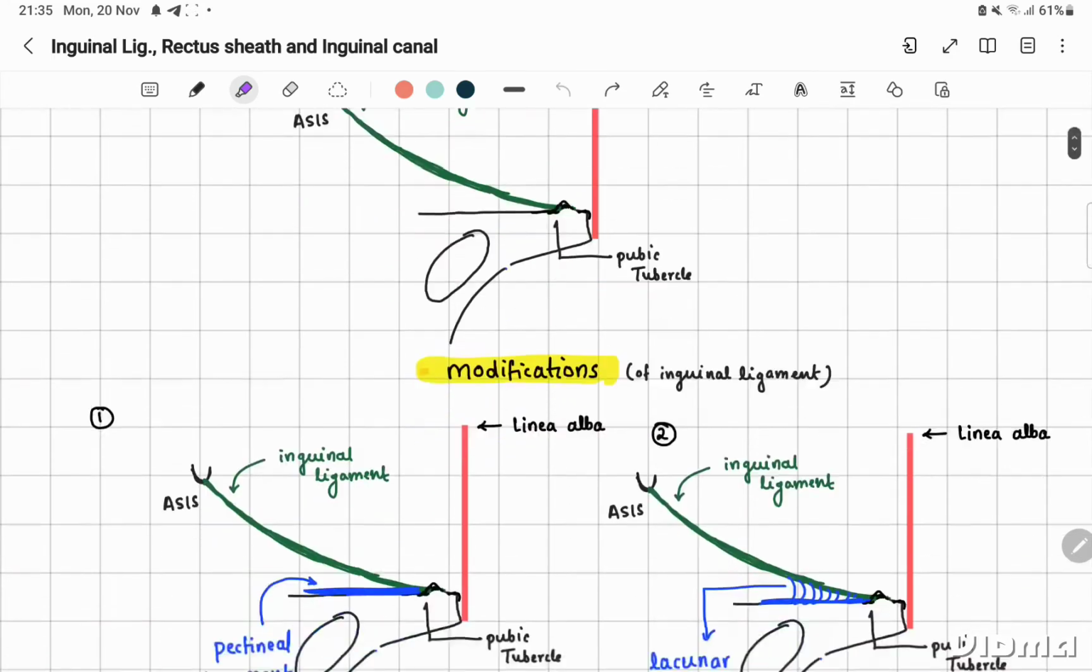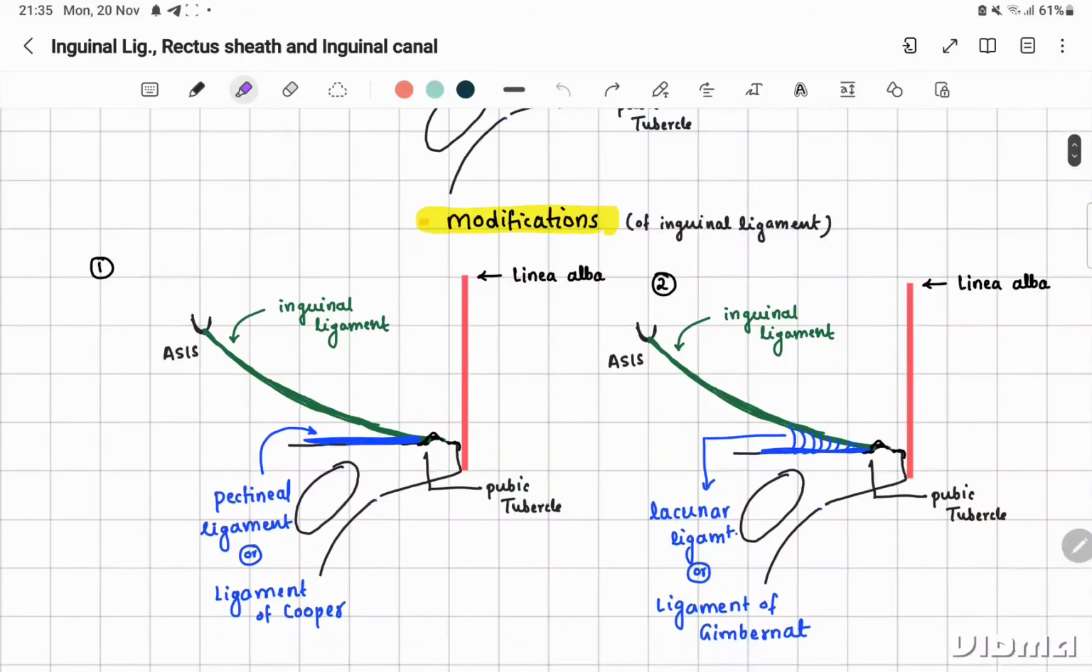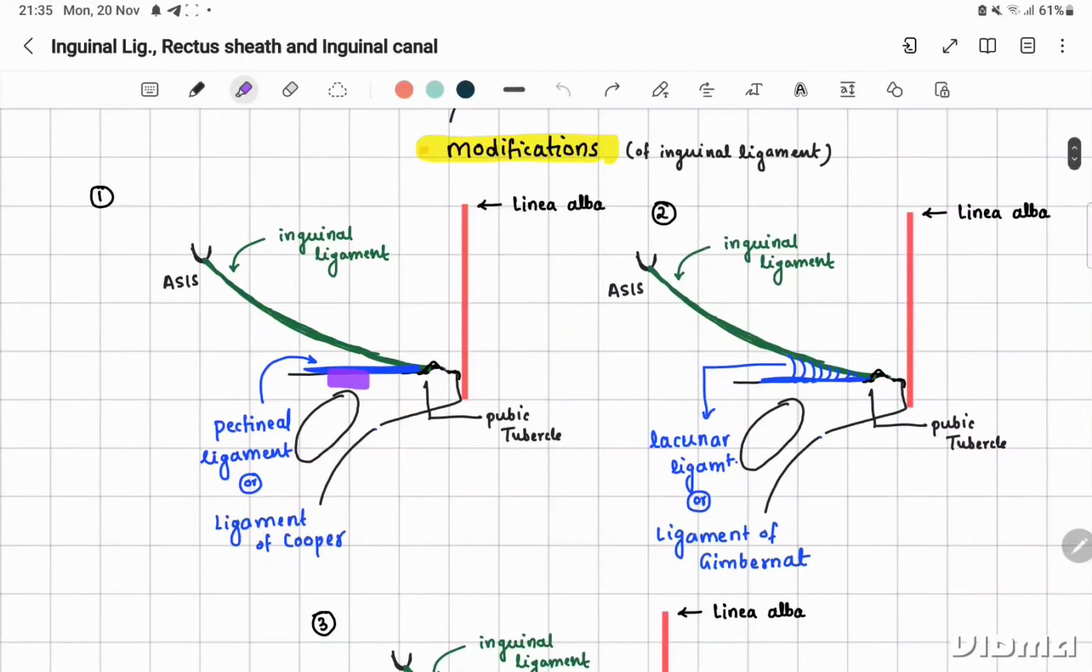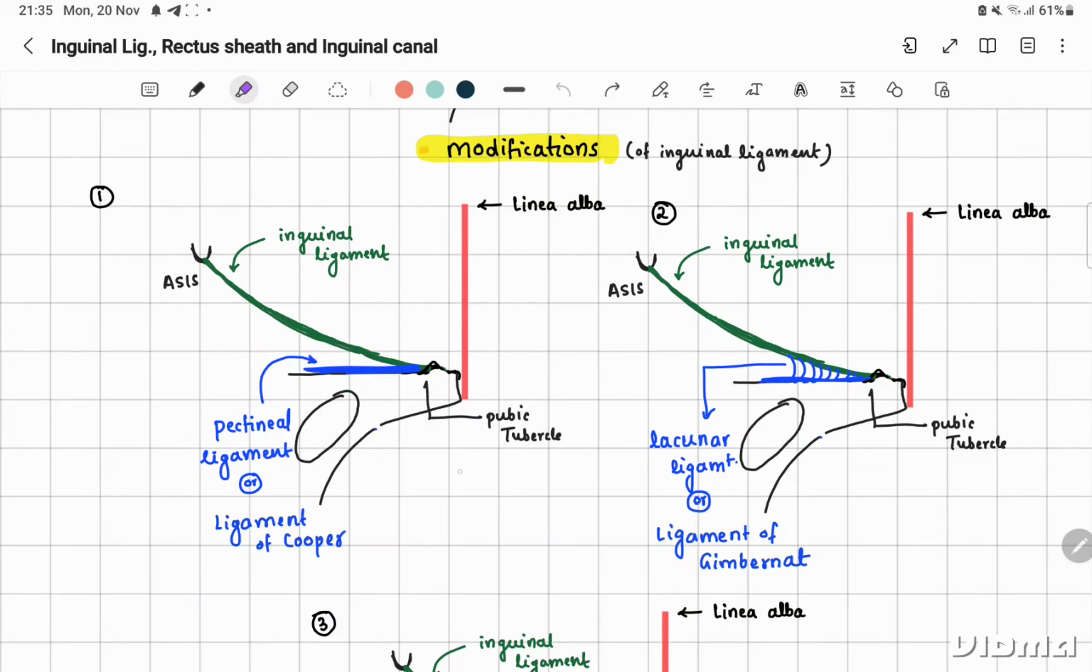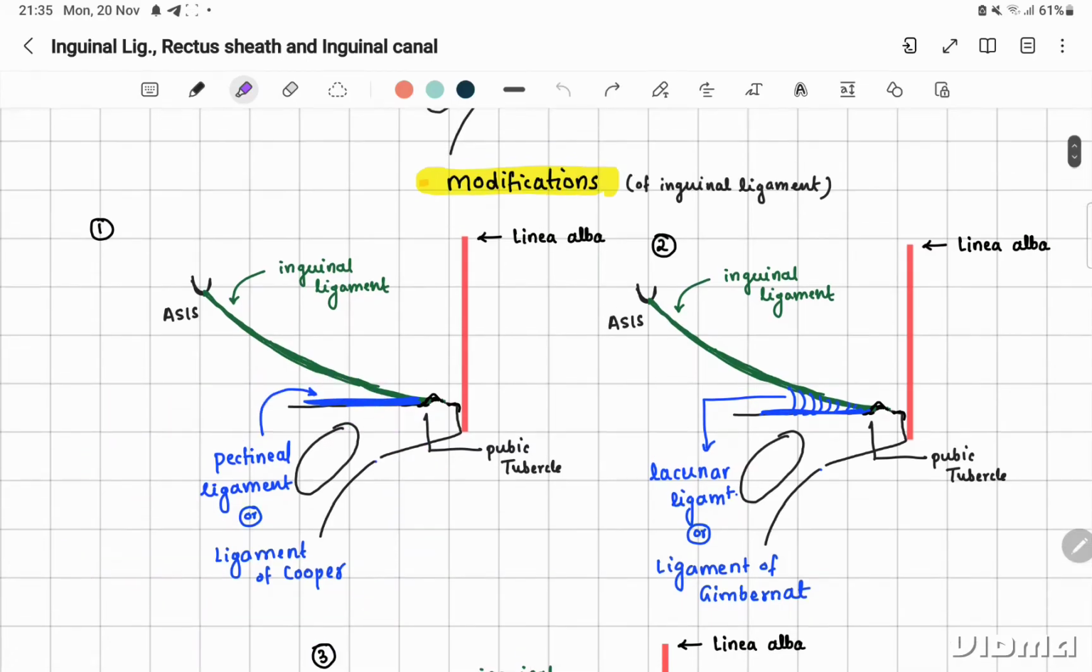We also discussed this in our lower limb. What are the modifications? The inguinal ligament is modified in the transverse line and forms the pectineal ligament, or the ligament of Cooper. This is not the suspensory ligament of Cooper. Remember, we had the suspensory ligament of Cooper in our breast.